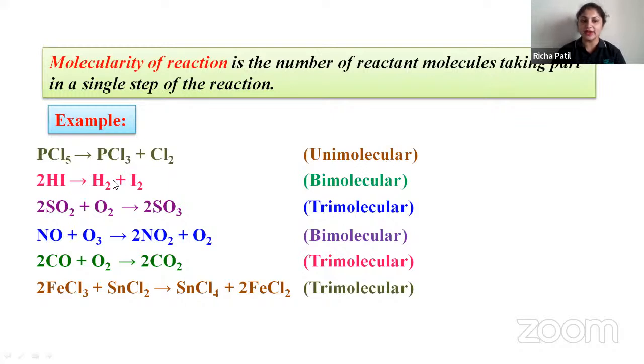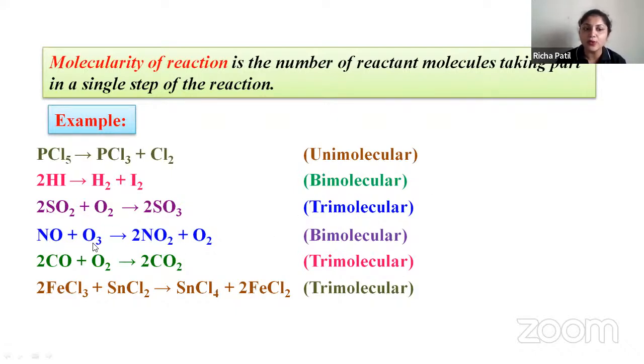Then 2 hydrogen iodide giving you H2 plus I2. This is bimolecular. Why? There are 2 molecules of HI, right? So it is called bimolecular. Then here you can see 2SO2 plus O2. So this is trimolecular, right? The number of reactant molecules involved here is 3: the 2 molecules of SO2 and 1 molecule of O2. So it is trimolecular.